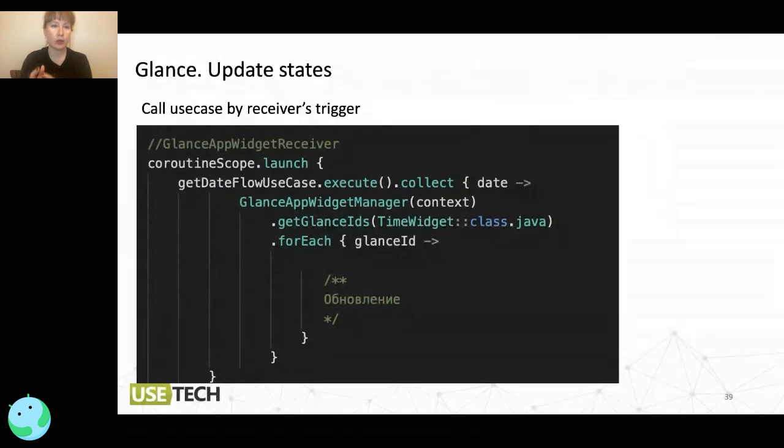For example, we received some trigger. It could be done in a broadcast receiver, and in our receiver, we are calling our use case, and in this use case, we collect all the IDs of our widgets, and for all of them, it is a callback of our use case. So when our use case returns the data, we could, at this moment, update all our widgets.